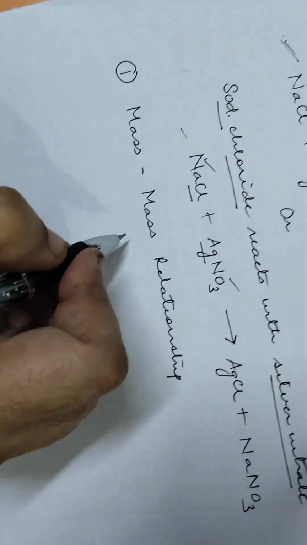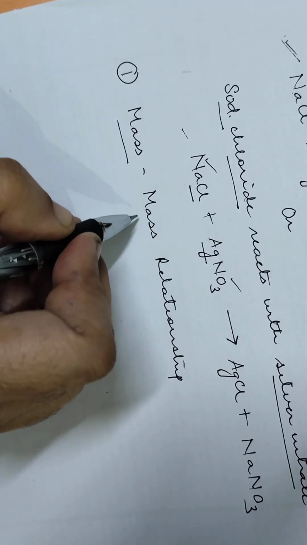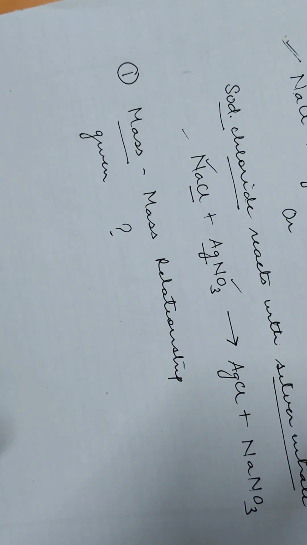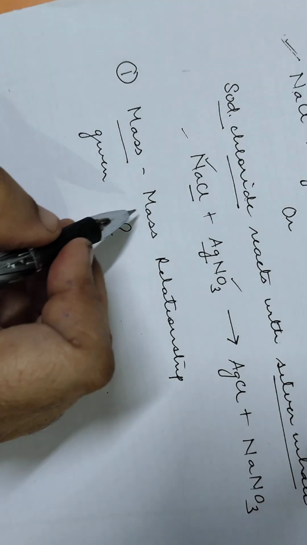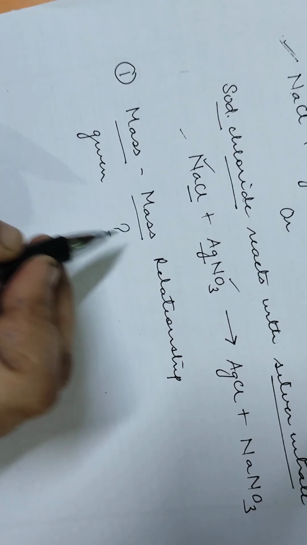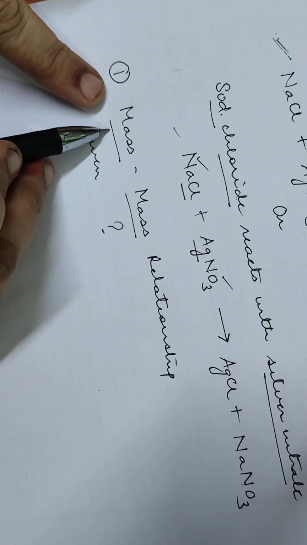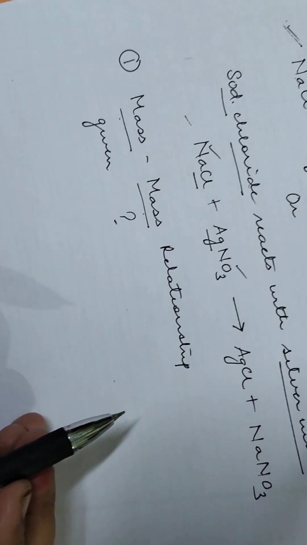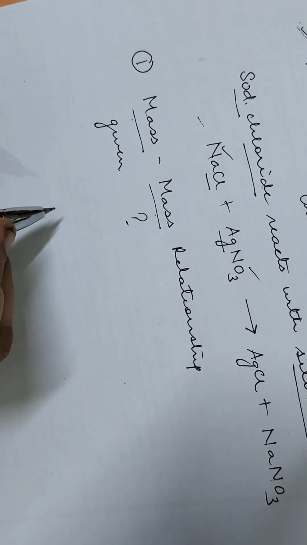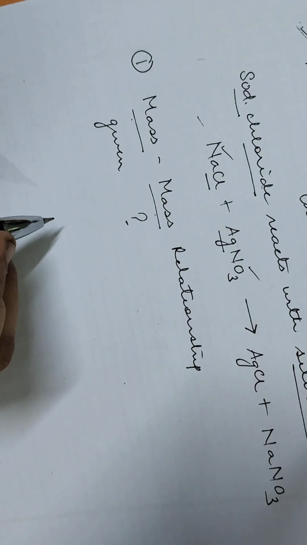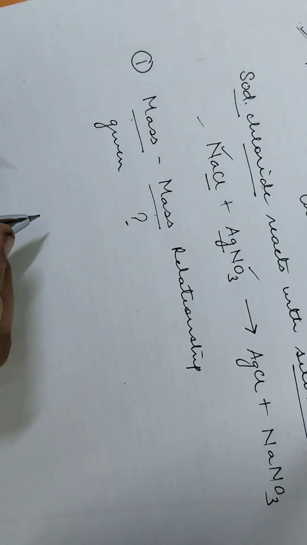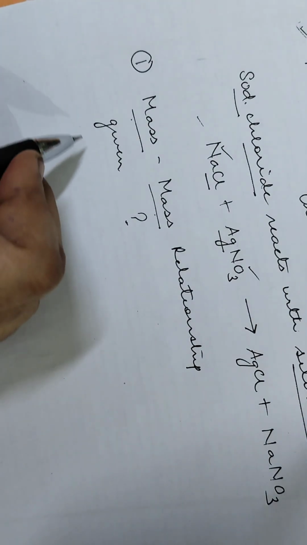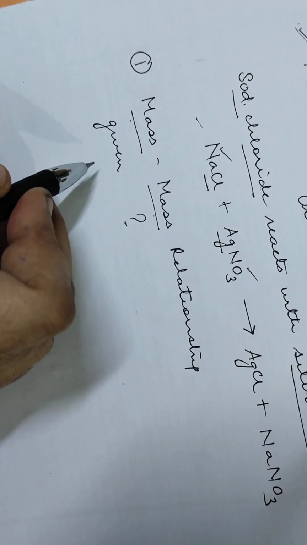Mass-mass, that is, one mass will be given to you and another mass will have to be calculated. This is mass-mass relationship. That is, the mass of one substance will be given to you and the mass of another substance will be asked to be calculated. For example, if you are given a question that common salt is added to silver nitrate.